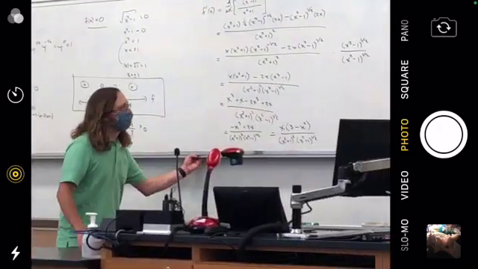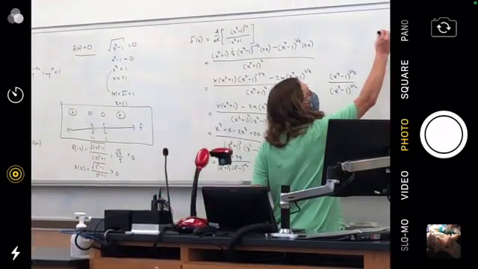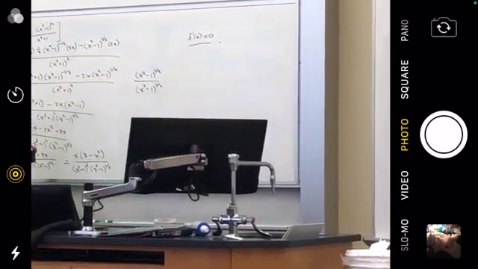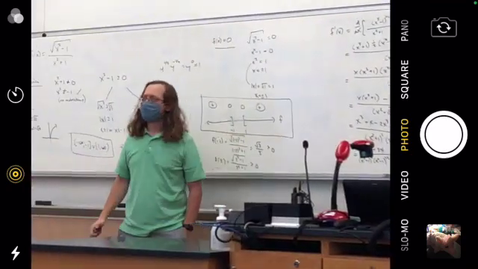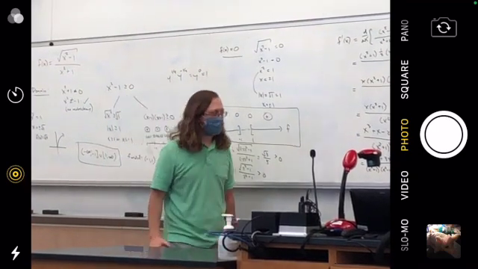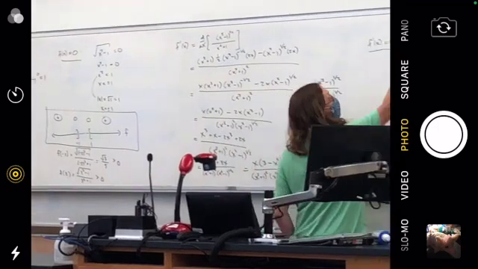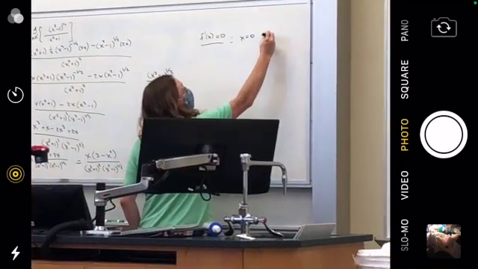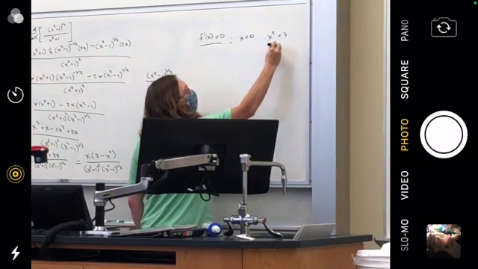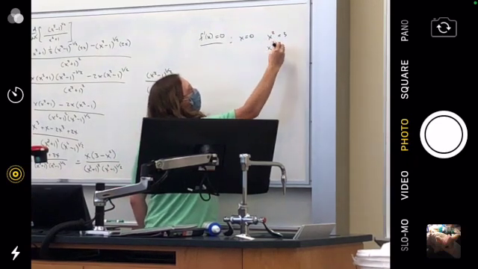So now what? I need to know critical numbers. So I need to know when is this equal to 0? When is it equal to 0? When the top equals 0. So I need x equals 0 or x squared equal to 3. So x is plus or minus square root of 3.